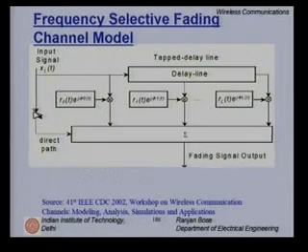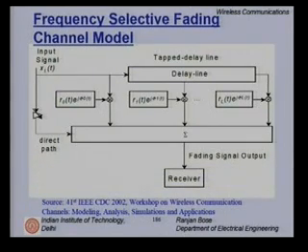If we were to draw the frequency selective fading channel model, it can be represented by a tapped delay line. By far, this is the most popular model for a frequency selective channel. Here we have an input signal, say x of t. Now, we can have either a direct path or several multipaths. So, this channel model is almost intuitive.